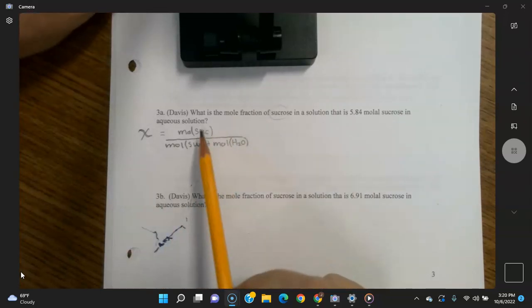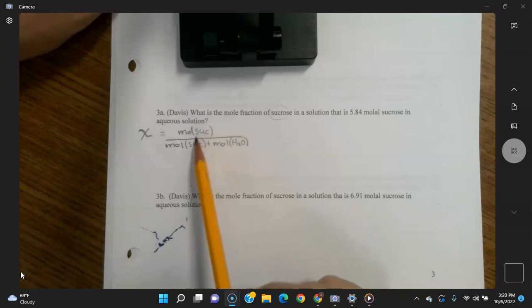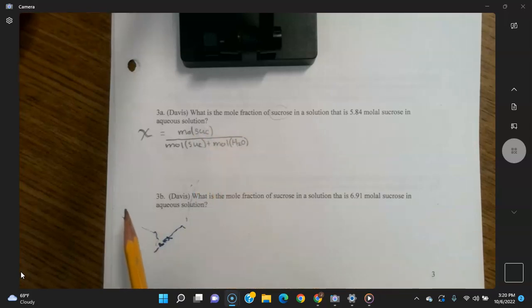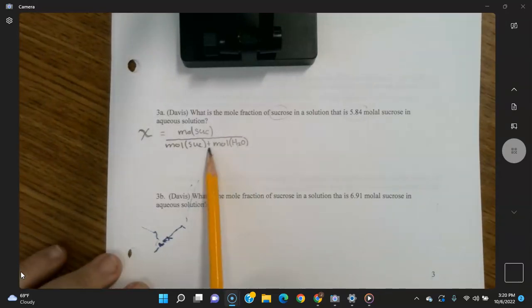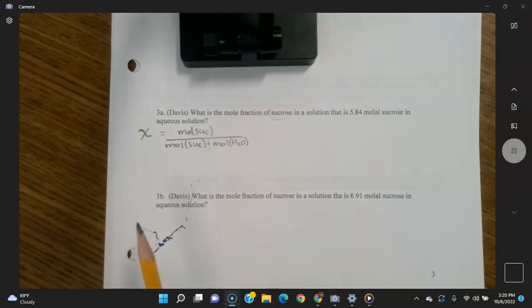So what we need to do in order to get our answer is find out what the moles of sucrose and the moles of H2O are. Well, it says it's 5.84 molal. Now, we're not going to do this problem in a nice straight line from beginning to end. This problem doesn't quite work that way because that has a plus sign thrown in there in the denominator. But let's figure out how many of these we can figure out here.